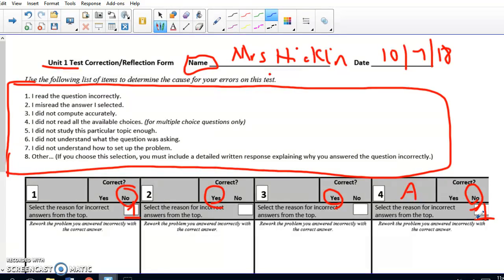Now, you can have any of these reasons. Maybe you didn't compute accurately. Maybe you misread the answer you selected. Maybe you didn't read all the available answer choices. I've done that sometimes where I didn't read every choice. Or maybe you didn't study this topic enough so you didn't know what to do. Or you didn't understand what the question was asking. You have all of those things, 1 through 8. You make those choices on every incorrect question, and then you go back and rework the problem showing your reason why.